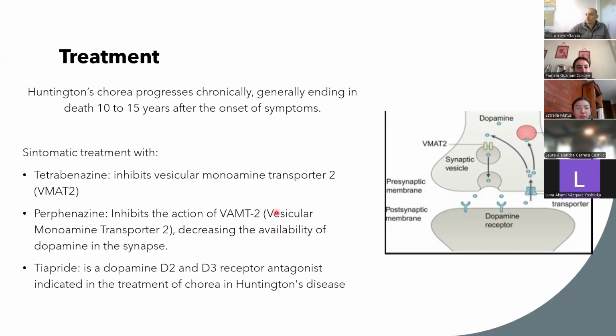So we have tetrabenazine, and then we have perphenazine, and then we have thiapride. These also inhibit the action of the vesicular transporter 2 and decrease the availability of dopamine in the synapse. Or what we can do is go all the way to block the dopamine receptors in the postsynapse. Okay, so that's one and the other.